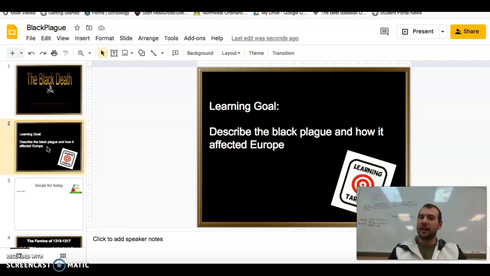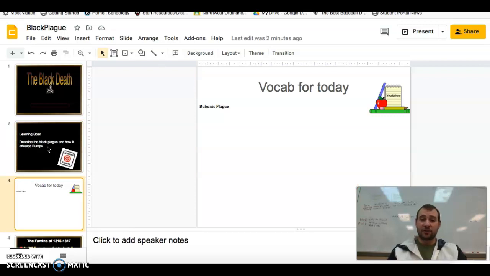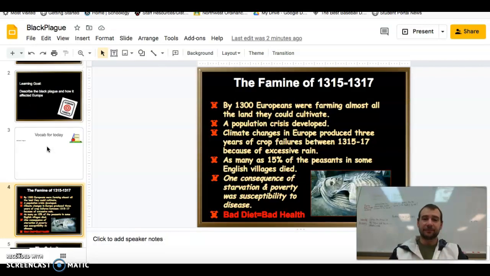Our learning goal today: be able to describe the Black Plague and how it affected Europe. If you can do those two things, you've accomplished what's needed in a high school world history class. Can you explain it? And can you describe how it affected Europe then, and maybe how it affects it now? So the vocab, just the bubonic plague, just one today, the shortest vocab we've had.